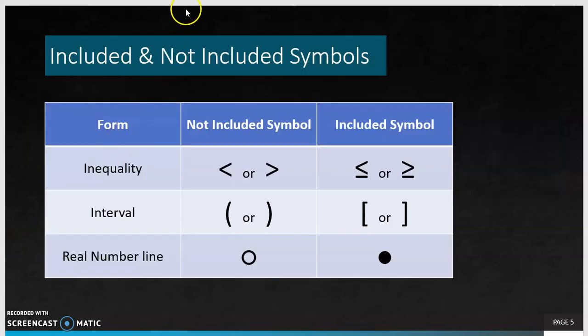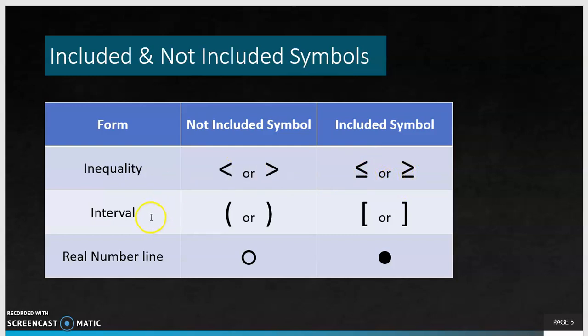Next, we will look at included and not included symbols. First we look at the form. So this is an inequalities form. Here is the not included symbol. So this is less than or this is greater than. Whereas this is the included symbol, which is less than or equal to or greater than or equal to.